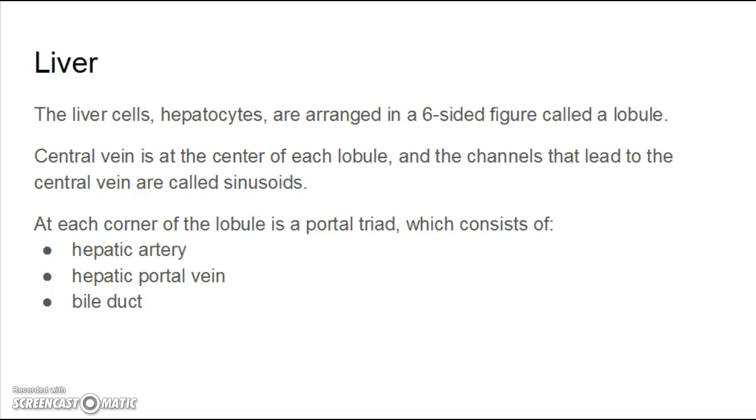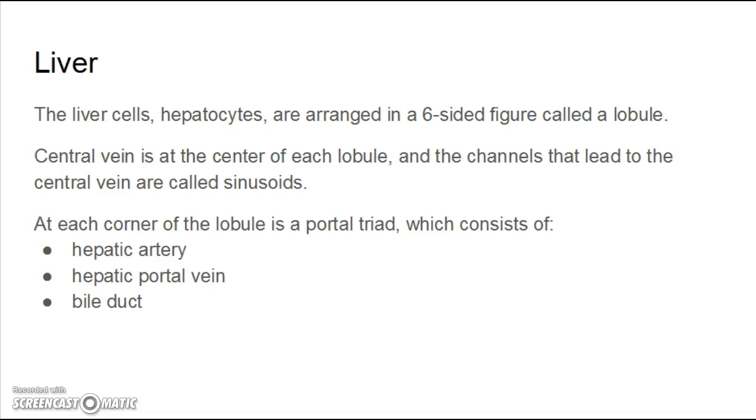The accessory structures here are going to be the liver and the pancreas. And when we look at the liver, the hepatocytes, or mature liver cells, are going to be arranged in a six-sided figure called a lobule. And at the center of each lobule, you will find the central vein. And the channels that lead to the central vein are going to be called sinusoids.